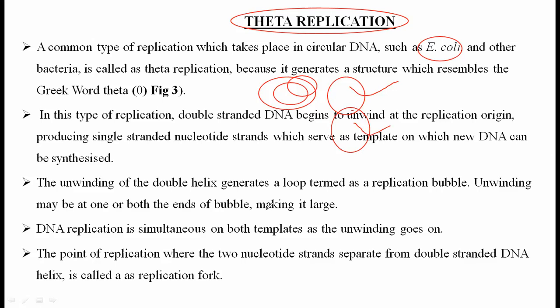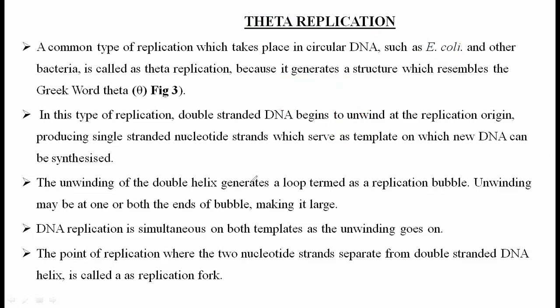How all this happens, we have to discuss. I will explain it in the diagram. But before that, please remember that theta replication takes place in E. coli, that means in bacteria. Why is it called theta? Because once we go to the next slide and try to understand the structure, you will see that at the end of the replication, the structure looks like the letter theta. That is the reason it's called theta replication.